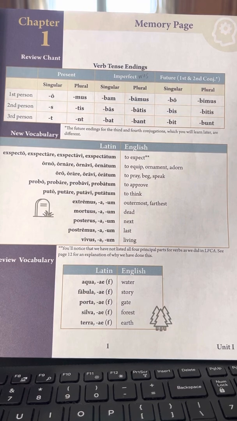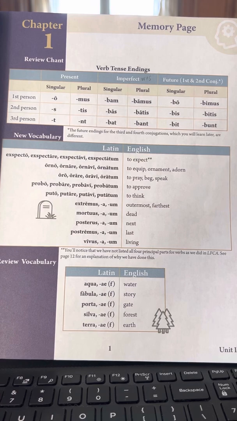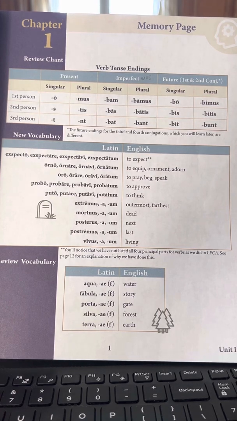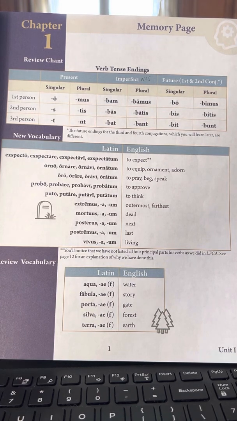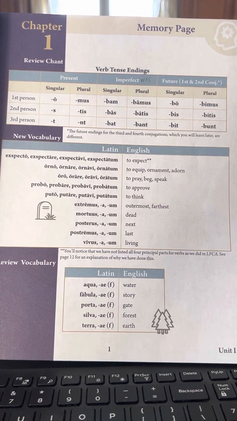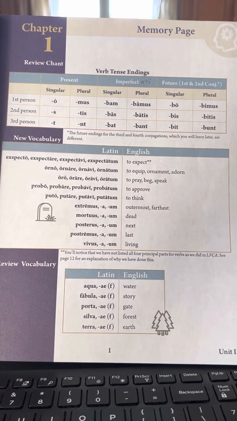Probo, I'm sorry, that's hard to do. Probare, probavi, probatum. I approve, to approve, I approved, approved. Puto, putare, putavi, putatum. I think, to think, I thought, thought.